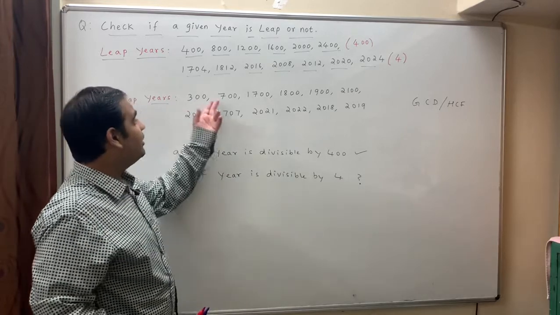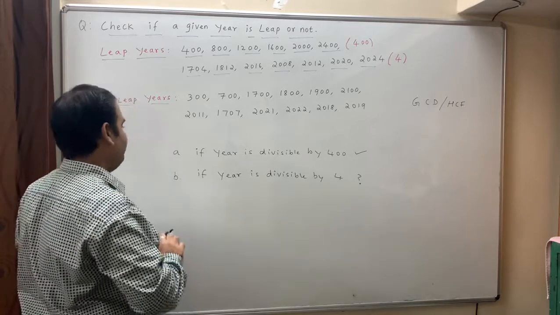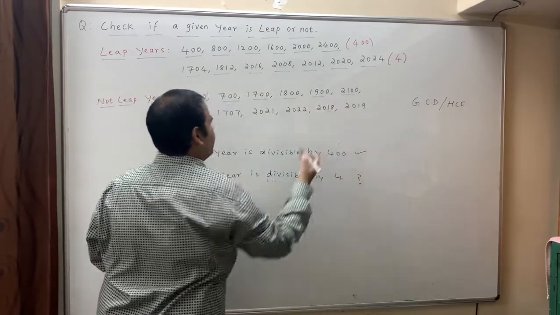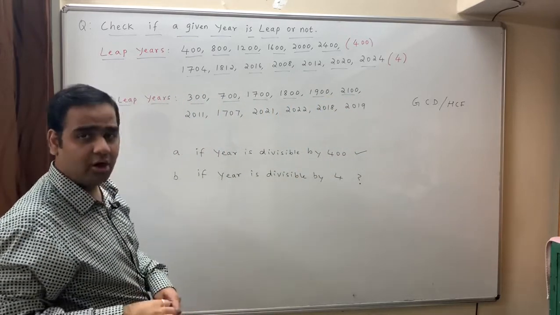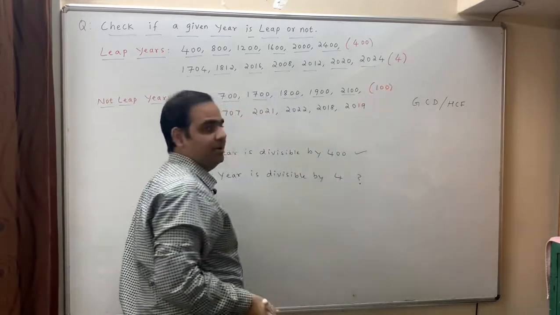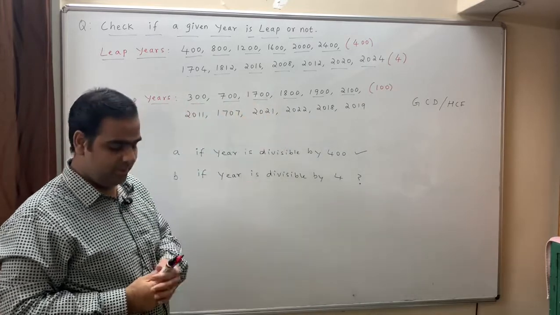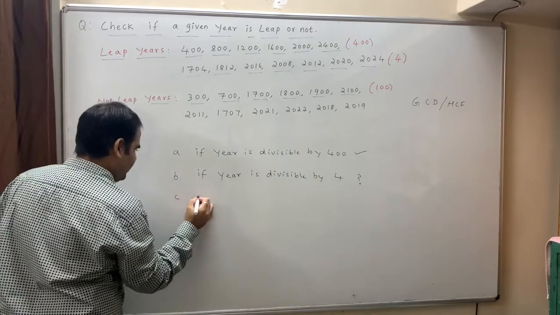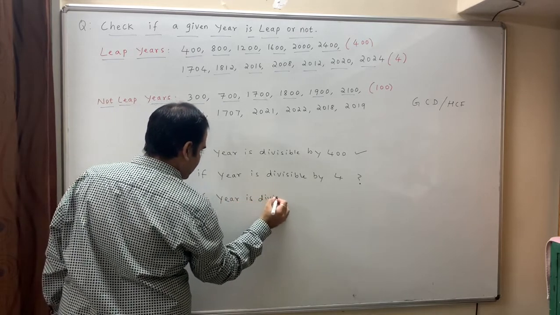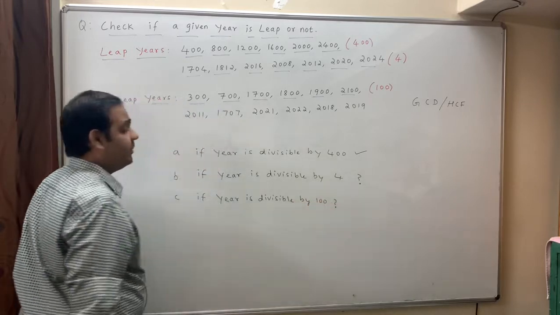Why? Because you see the next set of numbers is always divisible by 4 as well. Okay, let's see the next set of numbers. The next set of numbers is 300, 700, 1700, 1800, 1900, 2100, 2200 and so on. And the highest common factor or the greatest common divisor over here is 100. That means I can say that whatever is divisible by 100 is not a leap year. Again, there will be a question mark over there. If the year is divisible by 100, then it may be a leap year or may not be a leap year.